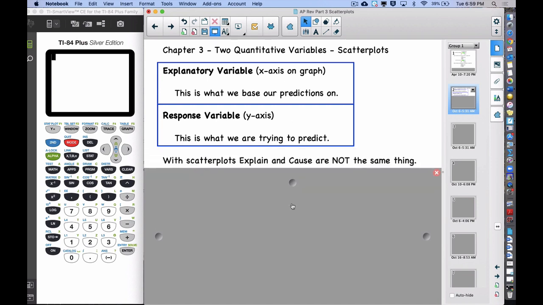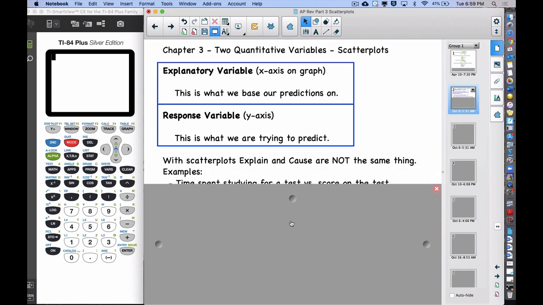One thing we need to be careful of, as we're talking about this whole explanatory and response idea, is that explain and cause are not the same thing. So for example, if the time you spend studying for a test was your x variable, and our response variable was your score on the test, there is probably, hopefully, some cause and effect. The amount of time you spend studying actually causes you to improve your score. So that would be an example where we do have cause and effect.